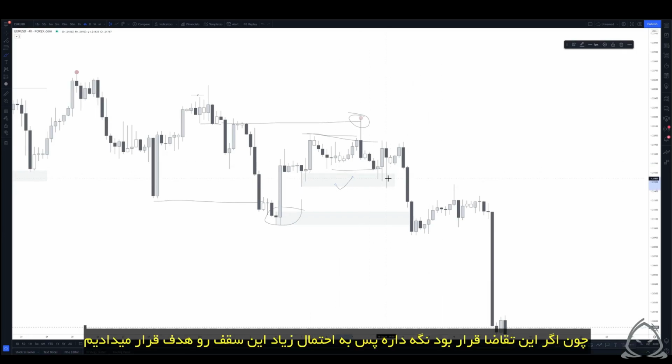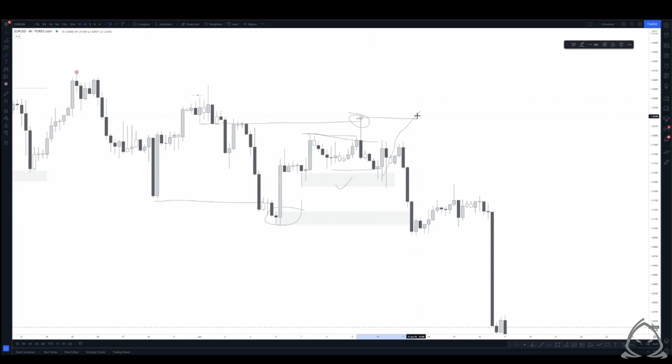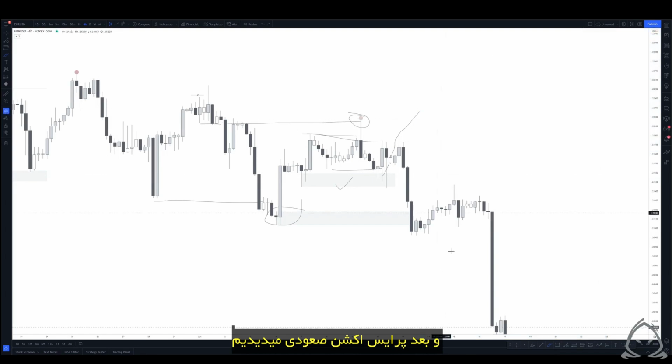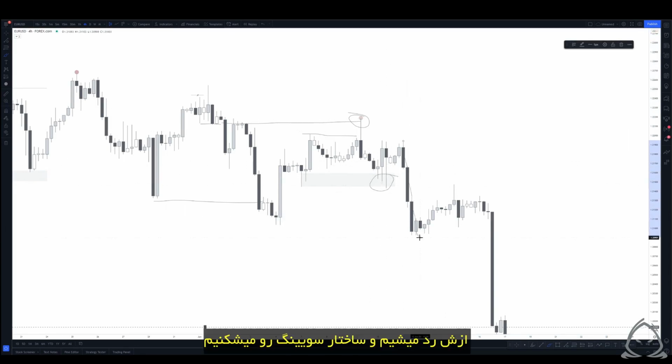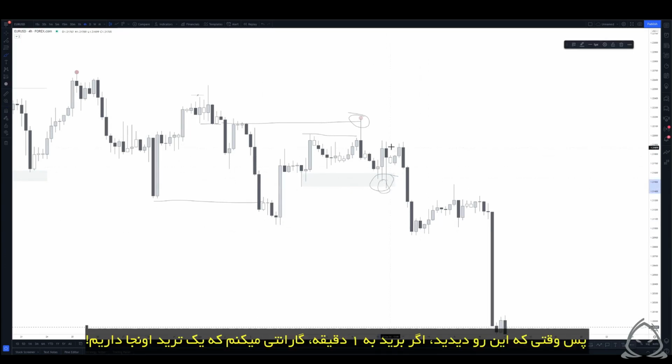Because if this demand zone was going to hold, then chances are we're going to target this high and then we're going to start to see bullish price action. But what ends up happening? We disrespect the demand zone, we break right through it, and then we end up breaking swing structure. So once we see this, if we go into the 1 minute, you're going to find a trade there, guaranteed.